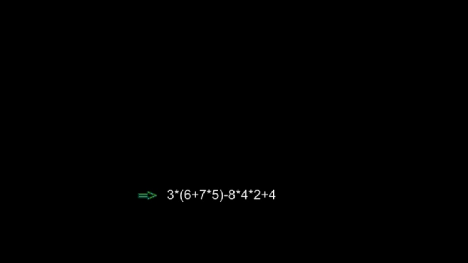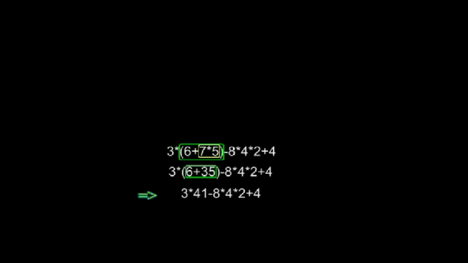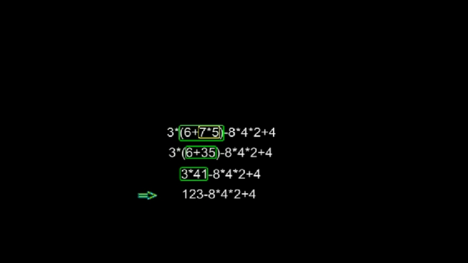Here's a simple calculation. First we attend the left and only brackets. In it we attend the multiplication. So 7 times 5 is 35. Now we go back to attend the brackets. This time there's only the plus to run. 6 plus 35 is 41. Now we attend the most left multiplication. 3 times 41 is 123.